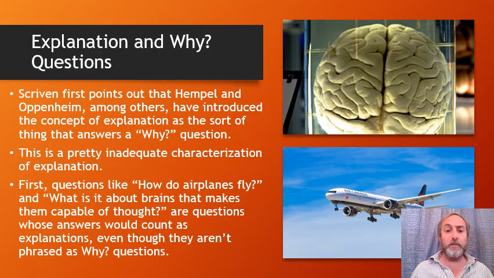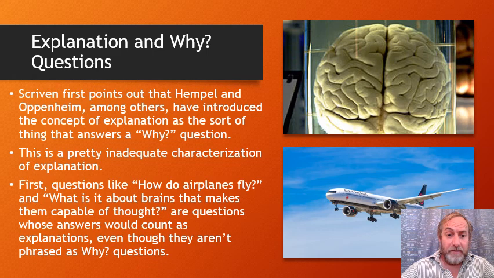So, as you may recall, Hempel and Oppenheim start out by trying to define roughly what we mean by scientific explanation. And one of the things they do is they say that explanations are answers to why questions. And right off the bat, Scriven goes after that. He says, look, just being the answer to a why question is a pretty inadequate way to narrow down what you're talking about.